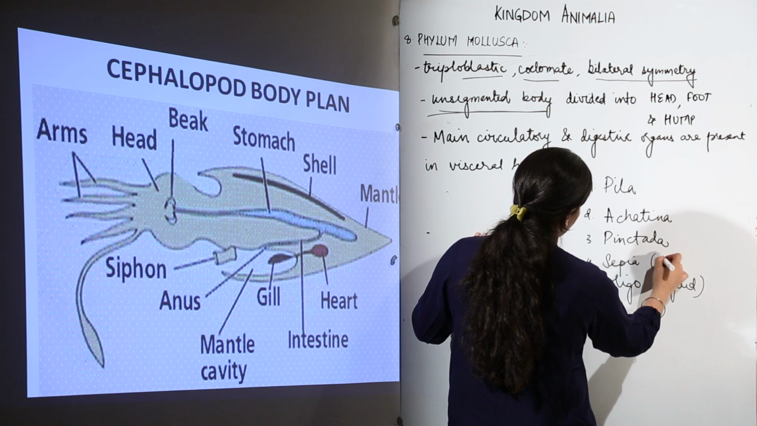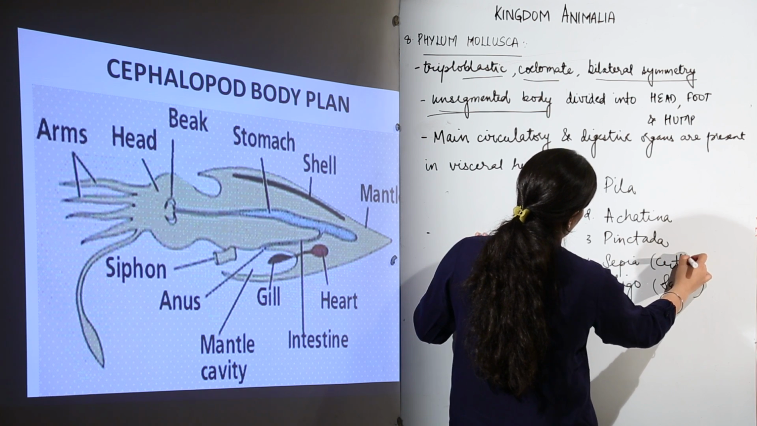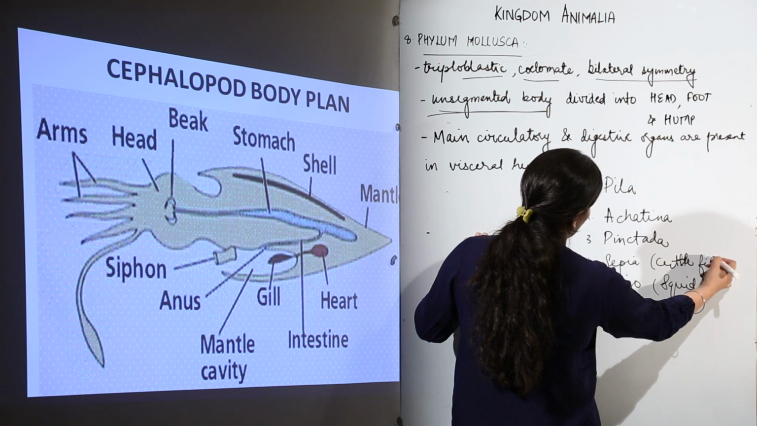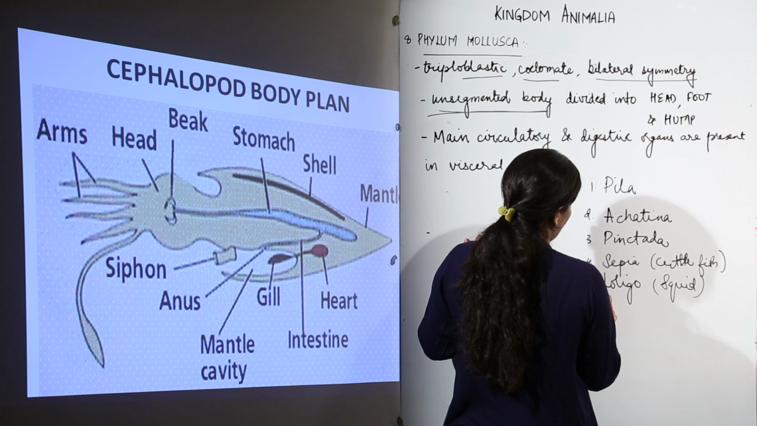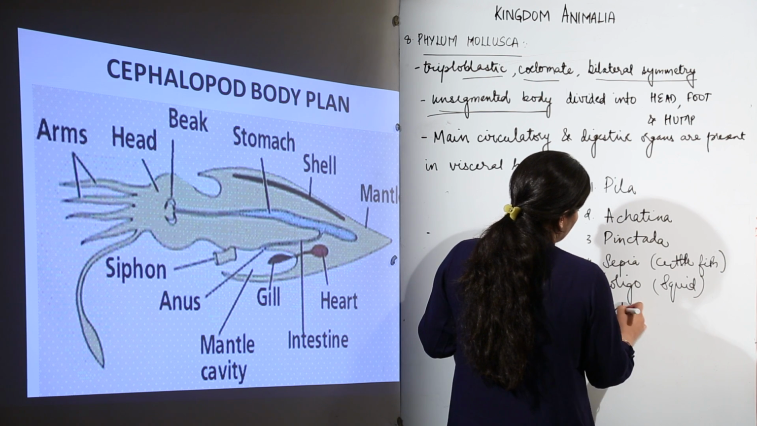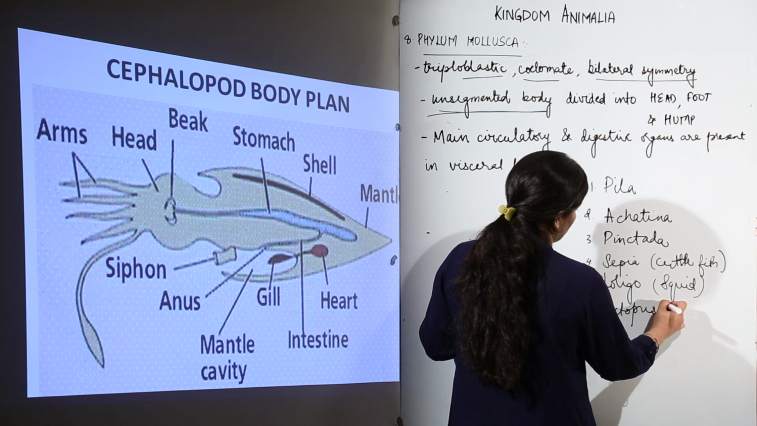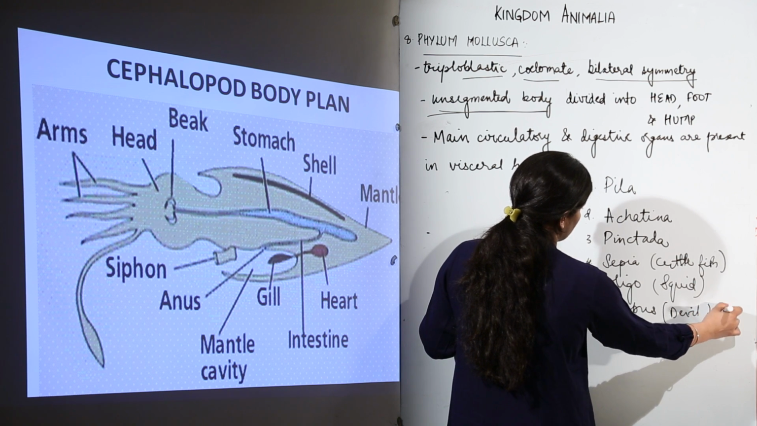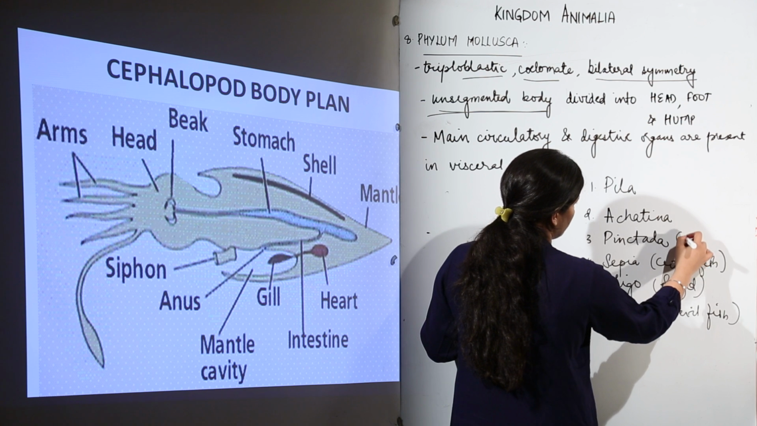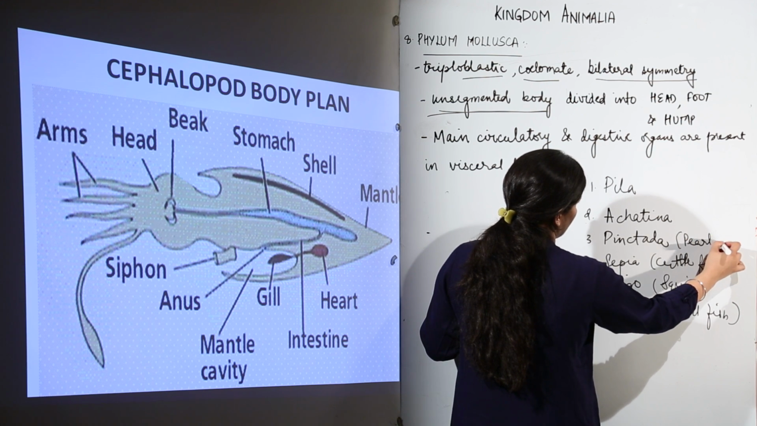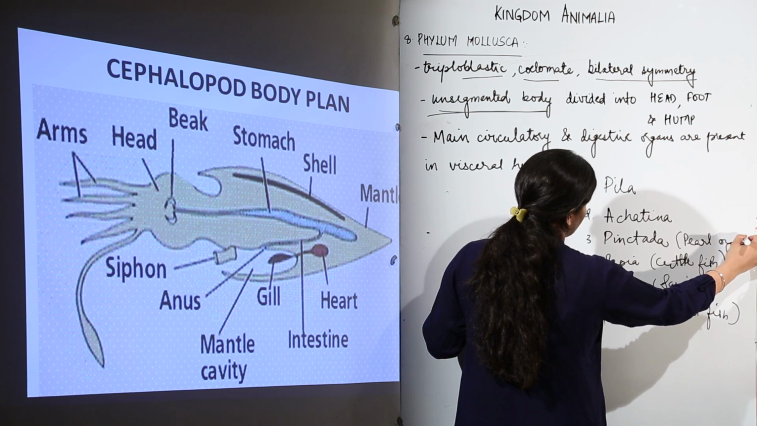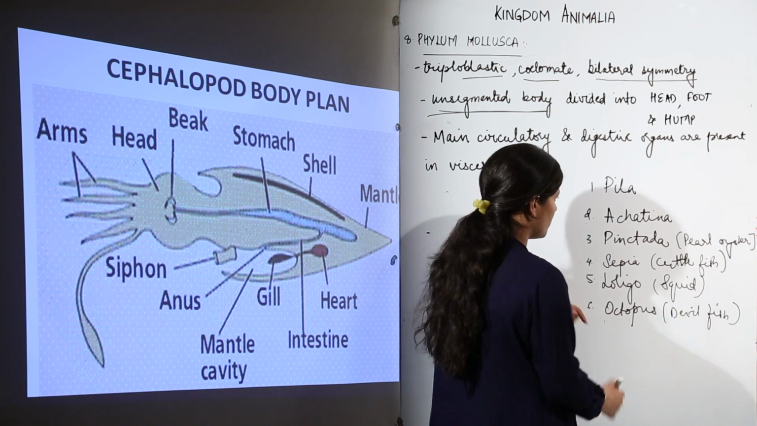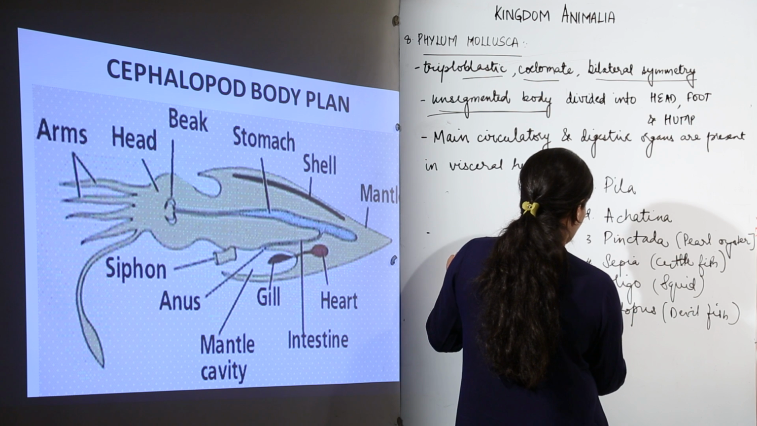This is cuttlefish. All these are consumed as food by those who like seafood. Then we have octopus. Certain species of octopus are also consumed. The other name for octopus is devilfish. Pinctada is the pearl oyster, which gives you the pearls that help you ornament your necks and the rest of the body parts.